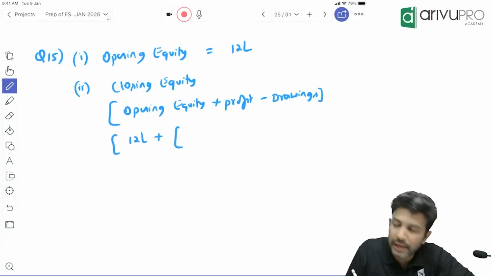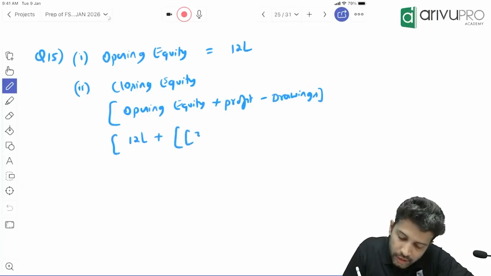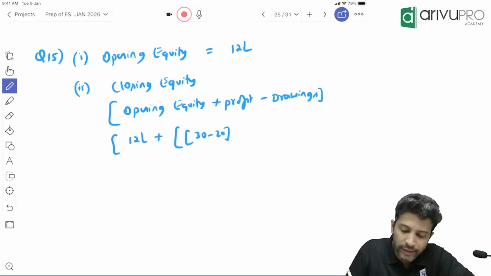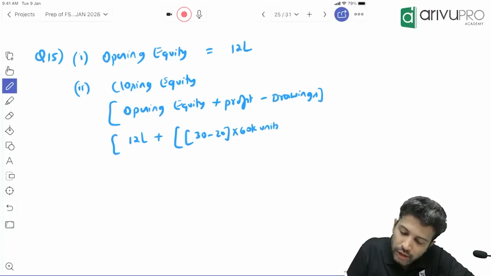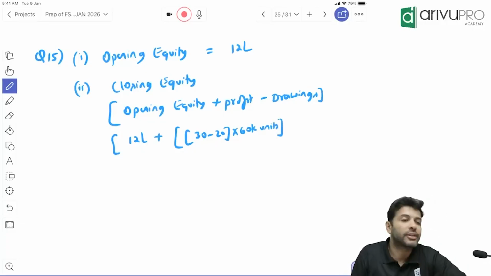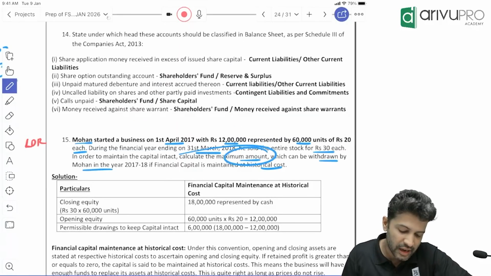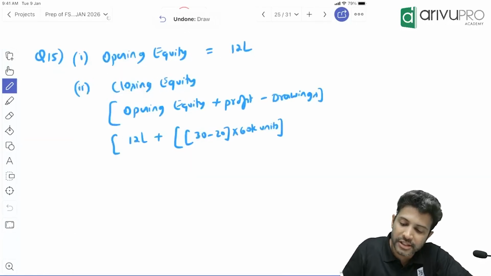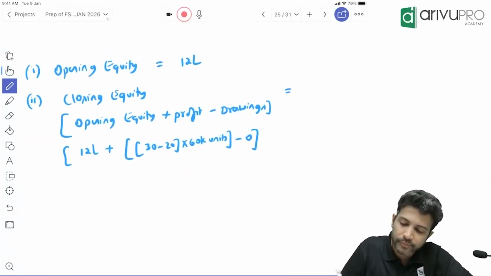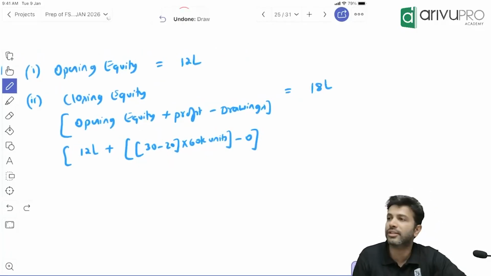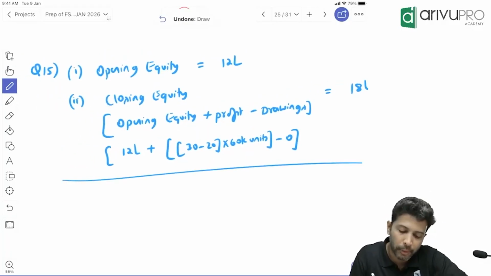12 lakh. Did you make any profit in the current year? Yes. You bought it at 30, you sold it for 20. How much profit did you make? You made 10 per unit. How many units did you sell? So total profit is how much? 6 lakh. Have you withdrawn the amount or we have to calculate the drawings amount? We have to calculate the drawings amount. So far, how much is the drawings? Nothing. That means what is your closing equity? 12 lakh plus 6 lakh, which is 18 lakh. Any problem?